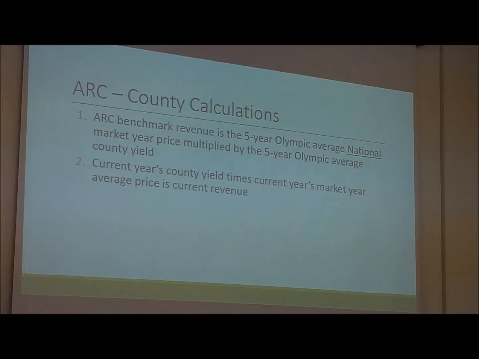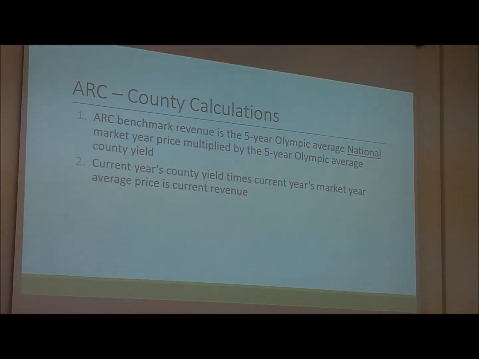Now the ARC, as I said, takes into play yields. So it's revenue, and a shortfall of revenue will trigger a payment. You have the same marketing year average price, but then for the ARC county, you have to look at how the county's yield turns out for this year. The benchmark is the starting point, the ARC benchmark revenue. That's the 5-year Olympic average county yield times the 5-year Olympic average price. That gives us a certain dollar value. Then this year's yield times this year's price gives us the current revenue. You compare that to the benchmark revenue.